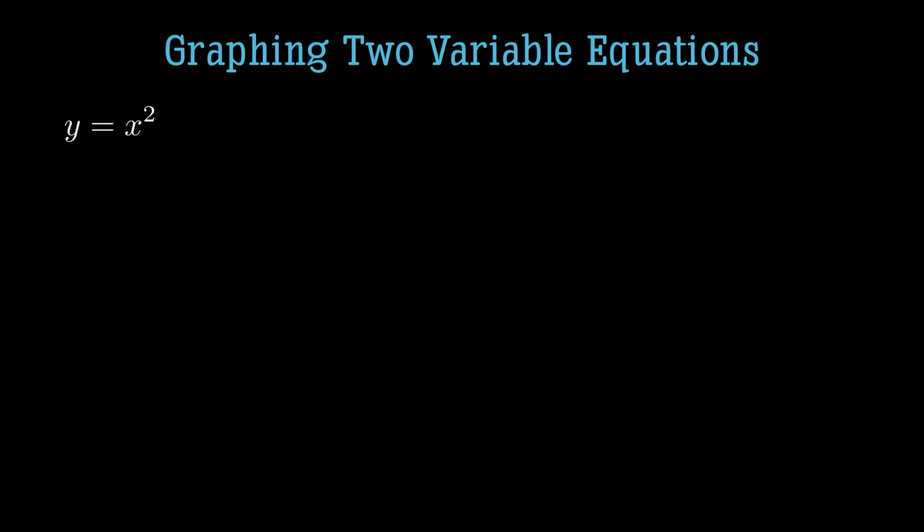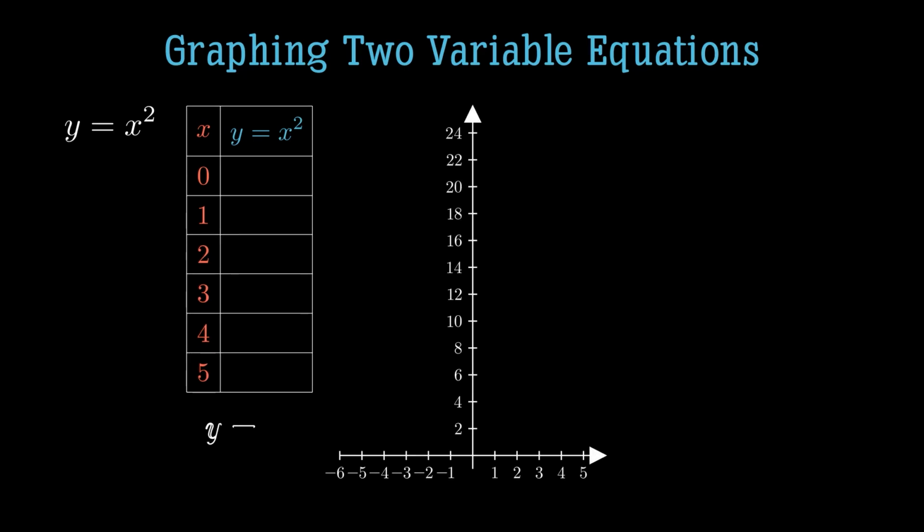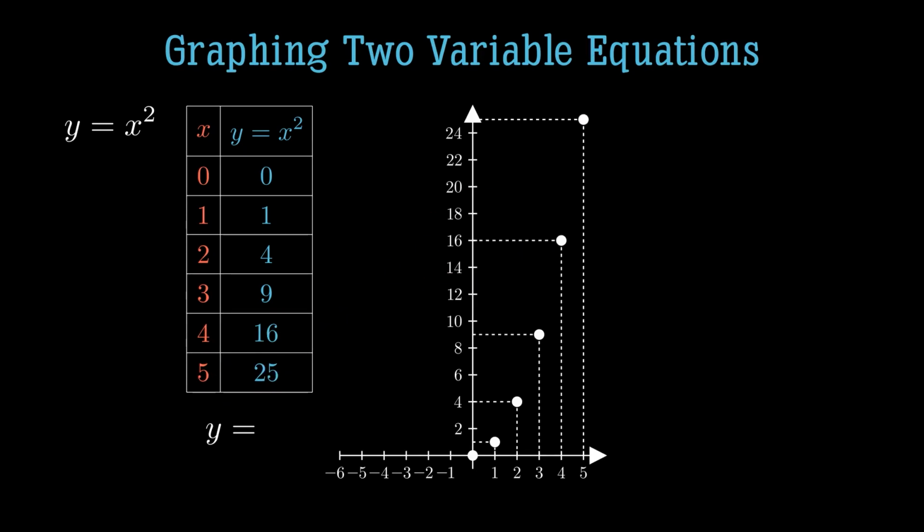We can graph this equation by substituting different values of x and calculating the corresponding values of y. We substitute every value from the x column into the equation, solve for the corresponding y value, and plot the points on the graph. After plotting the points, we can connect the points to get the graph of the equation y equals x squared. However, this graph is not complete yet. We might have missed some points.